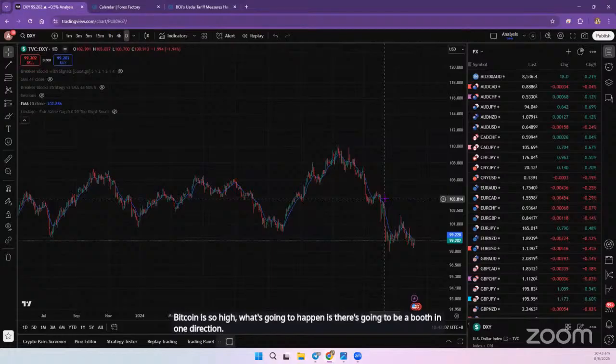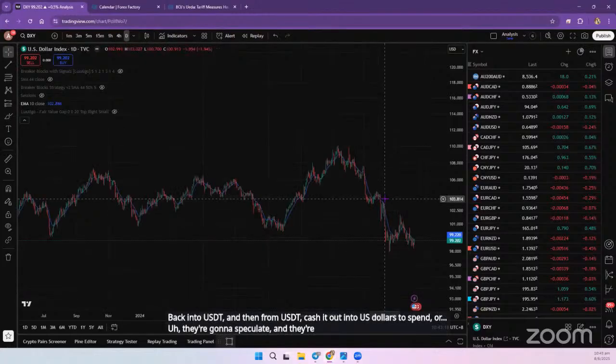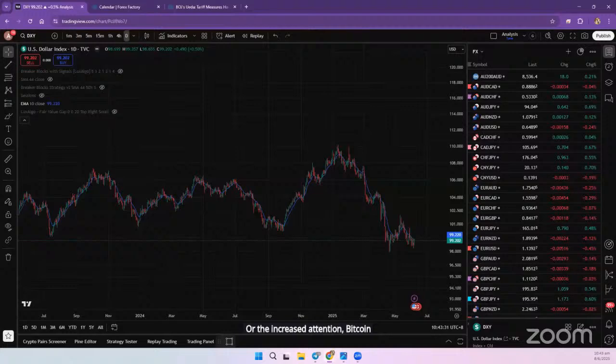Either people are going to sell off their Bitcoin back into USDT and then cash it out into US dollars to spend, or they're going to speculate and want to buy more Bitcoin, and then they're going to increase the demand for stablecoin, and it goes either way. So there is some volatility in the US dollar also due to the crypto trade over there because of the increased attention Bitcoin trading has in the market right now.